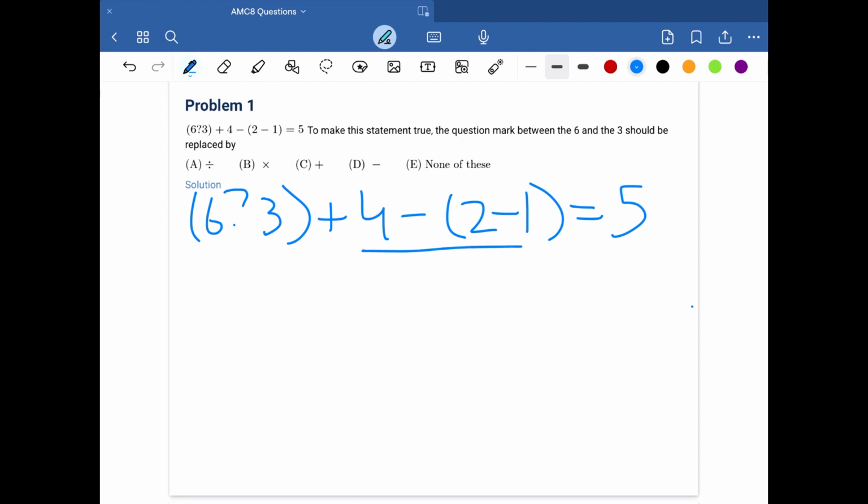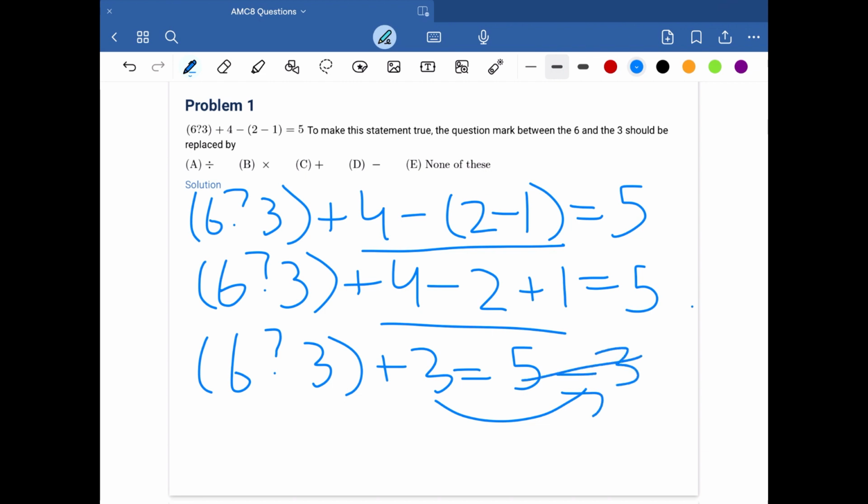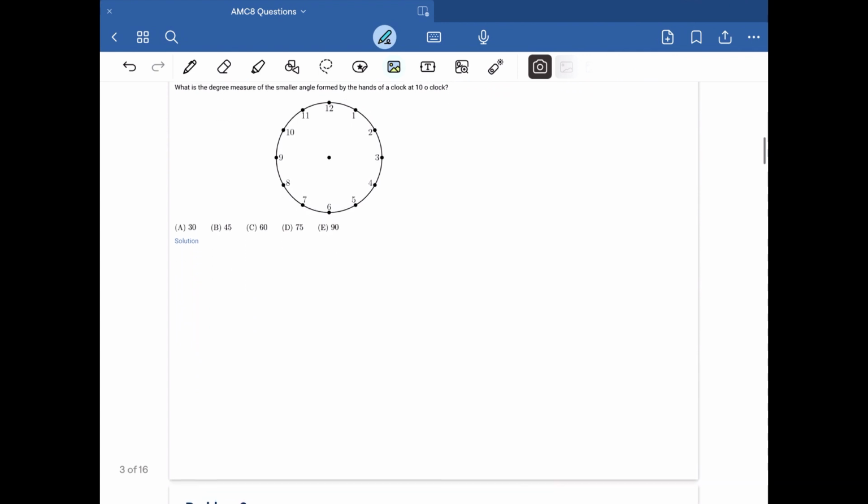So first we have to simplify the left side of the equation, and doing so will leave us with 6 ? 3 plus 4 minus 2 minus 1 is equal to 5. Then we simplify this further, we get 6 ? 3 plus 3 is equal to 5. We subtract 3 from here, and we get 2 on the right side, and you have 6 ? 3 is equal to 2. And as you can tell by now, the answer is A divided by, because 6 divided by 3 is equal to 2. Let's move on to the next question.